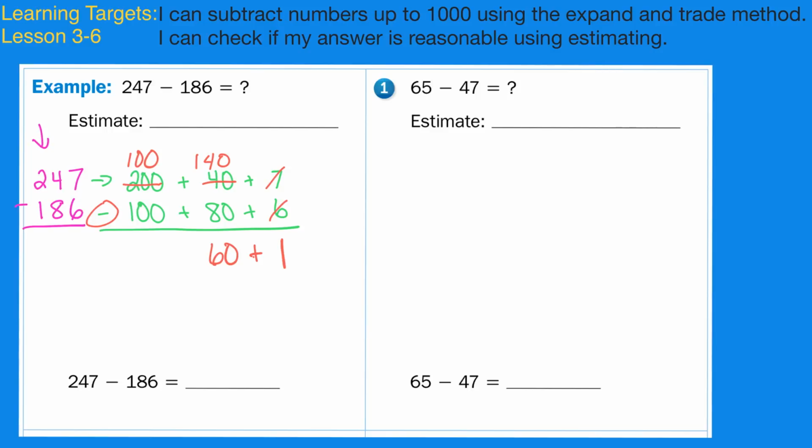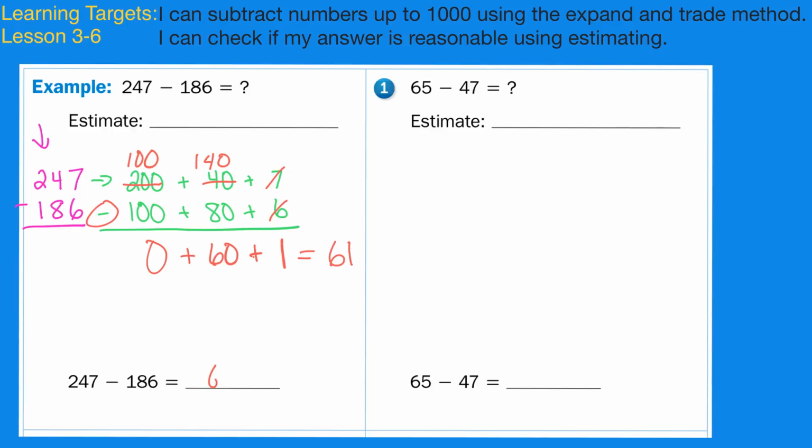Now I'm going to move on, and since I've subtracted the ones and I've subtracted the tens, now I'm going to subtract the hundreds. When I'm looking there, I'm doing 100 minus 100 because I don't have 200 anymore. I gave it to the tens. 100 minus 100 equals 0. I got to wrap up my problem now. 0 plus 60 plus 1 equals 61. We return our number back to standard form, how you normally see numbers.